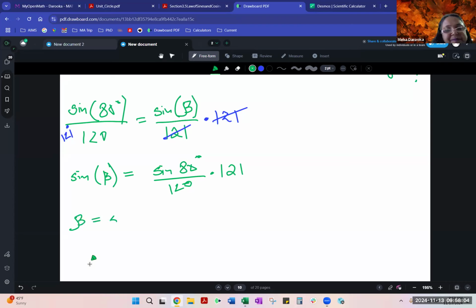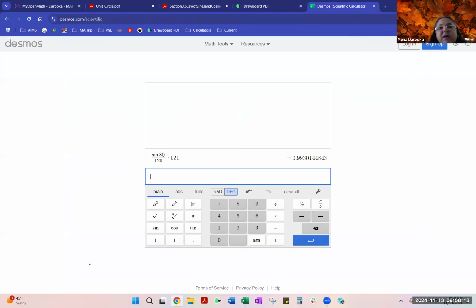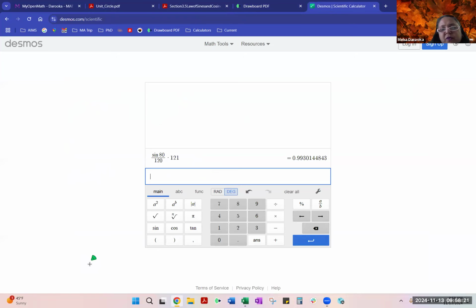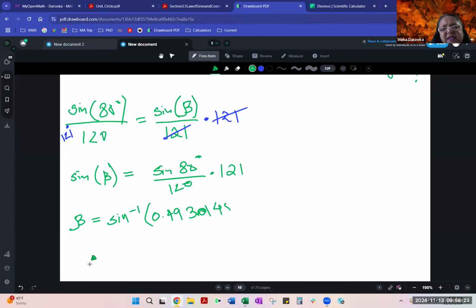So you will have sine inverse on that value of 0.99301 44843. And I'm just keeping all the decimals. I do not want to prematurely round this answer. So of course, we're just going to keep all of this. So that should be a 4.